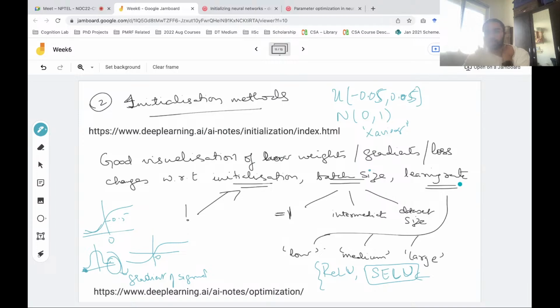Before we go to the visualization, have you discussed learning rates? How should you choose a learning rate, and what happens if you have a high or low learning rate? Any idea? Have they discussed this idea of learning rates?